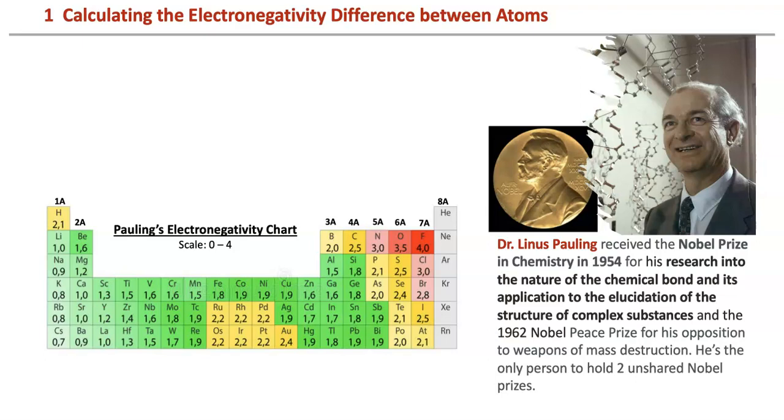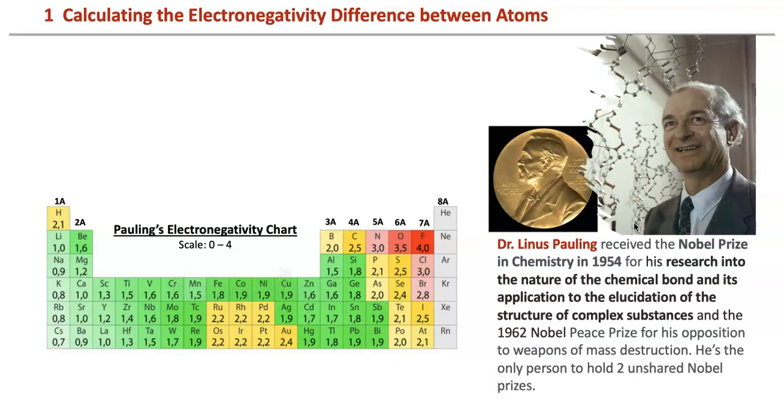So, first topic is calculating the electronegativity difference between atoms. We could not do any of that without the research of Dr. Linus Pauling, who received a Nobel Prize in Chemistry in 1954 for his discovery of the electronegativity values of different elements and how electronegativity difference impacts the type of covalent bonds formed and how intermolecular bonds are impacted with electronegativity.